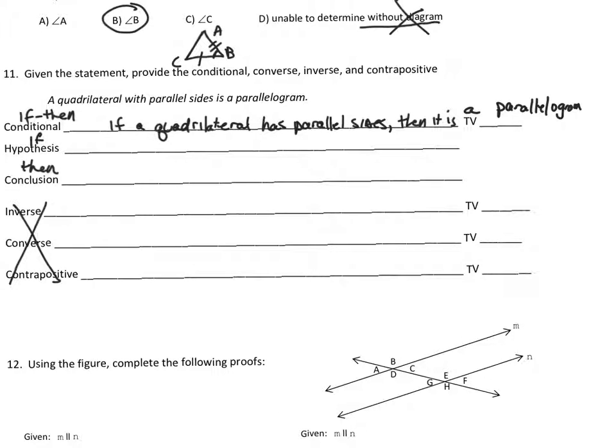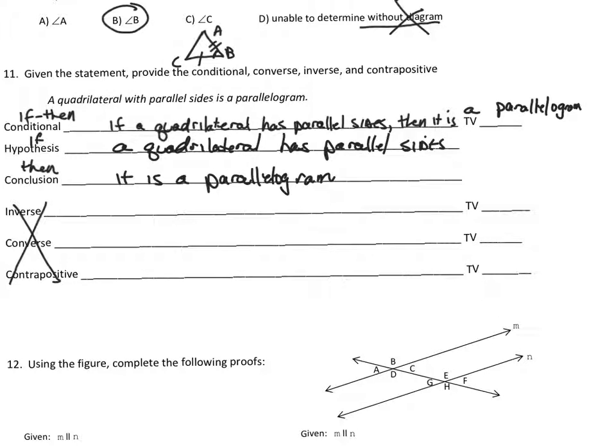The if part would simply be a quadrilateral has parallel sides. And the conclusion would be it is a parallelogram. And the truth value for this is that it is true that if a quadrilateral does have parallel sides, it is a parallelogram.